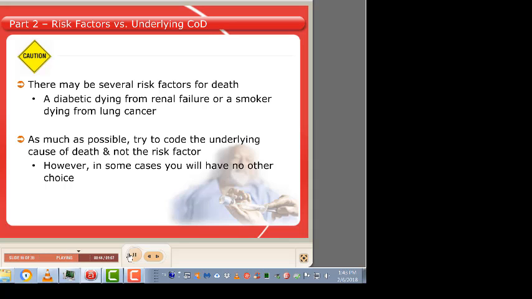Do not allow yourself to become biased by any clinical diagnosis mentioned in the form. Take them into consideration, but use your best judgment to determine the most appropriate underlying cause of death. You should always note risk factors as keywords when coding the record.